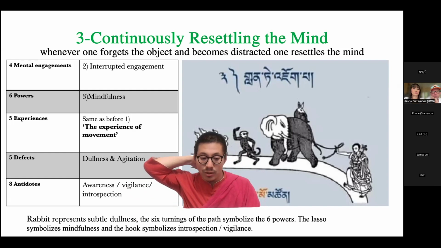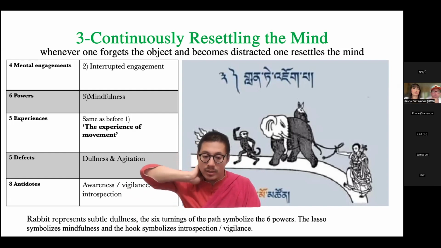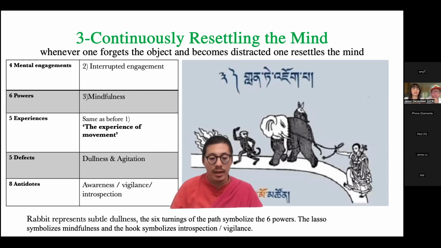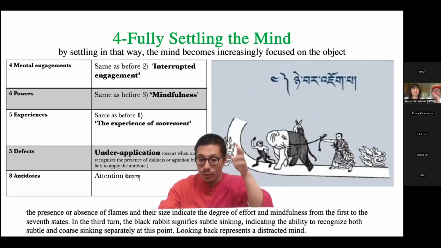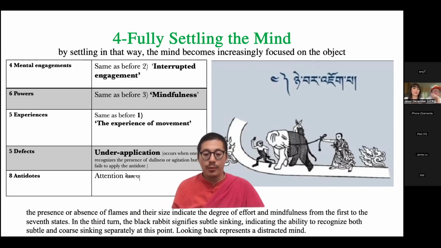Then, among the 8 antidotes, awareness or vigilance, sometimes translated as introspection, this is the third, and then the 4th one is fully settling the mind. By resettling in that way, the mind becomes increasingly focused on the object now. And this is also considered part of the interrupted engagement among the 4 mental engagements. Among the 6 powers, here we have to apply more mindfulness. And then among the 5 experiences, we are in the experience of movements, because we have all this experience of our mind not being stable.